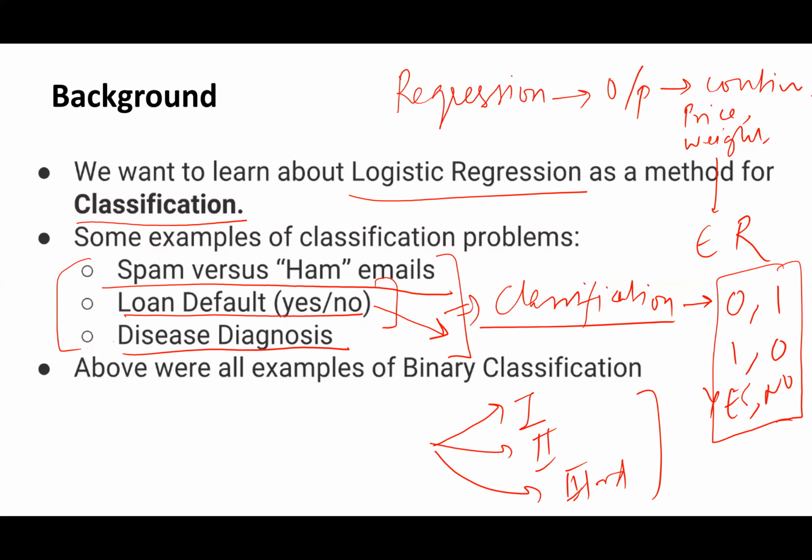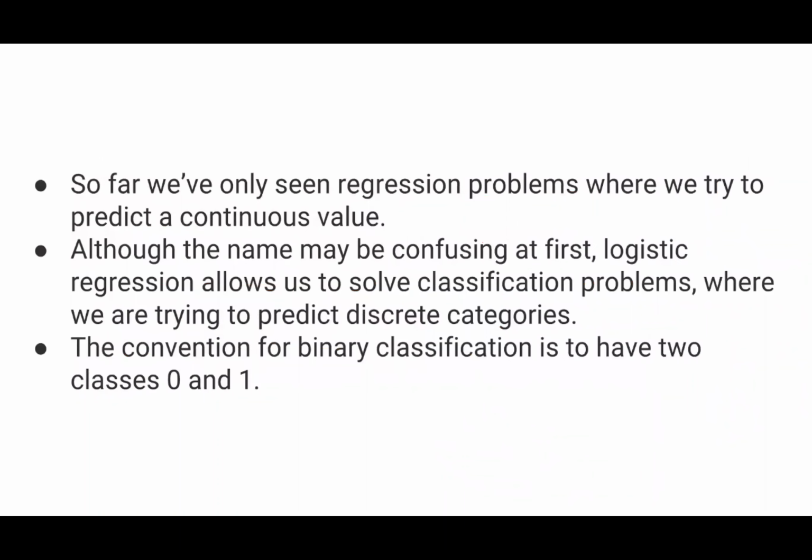The above were all examples of binary classification. In all the examples there were only two classes, so my output can belong to either one of the classes: whether it is a ham email or a spam email, whether a customer will be able to pay the loan or not, or whether, based on a diagnostic report, you have a disease or not.